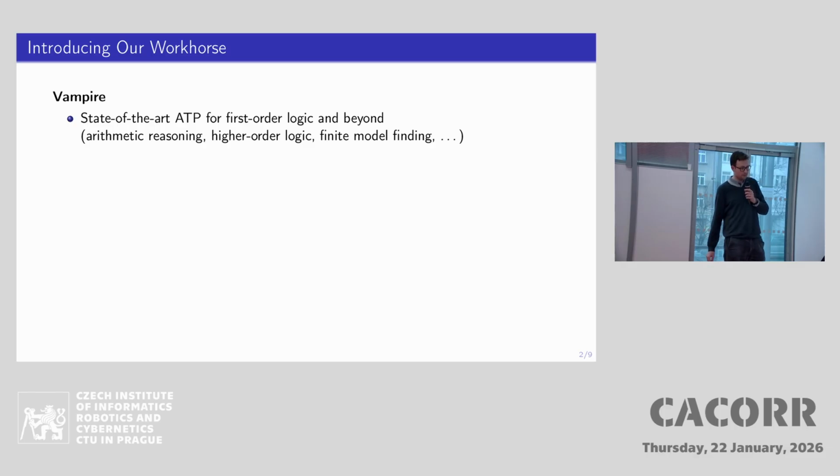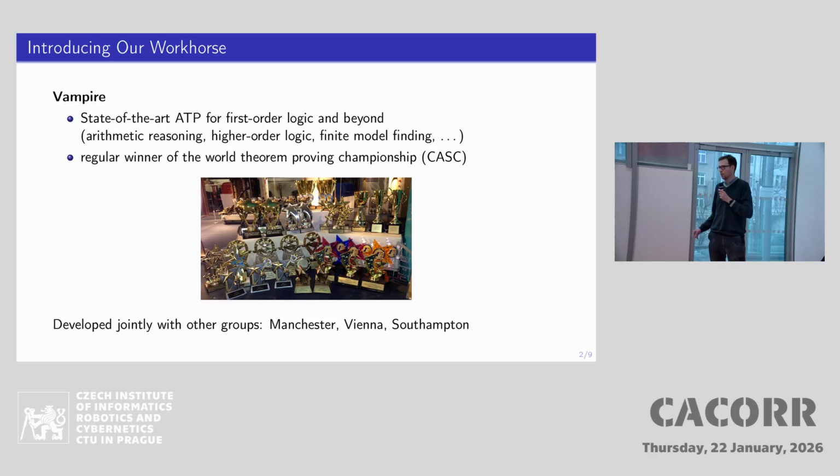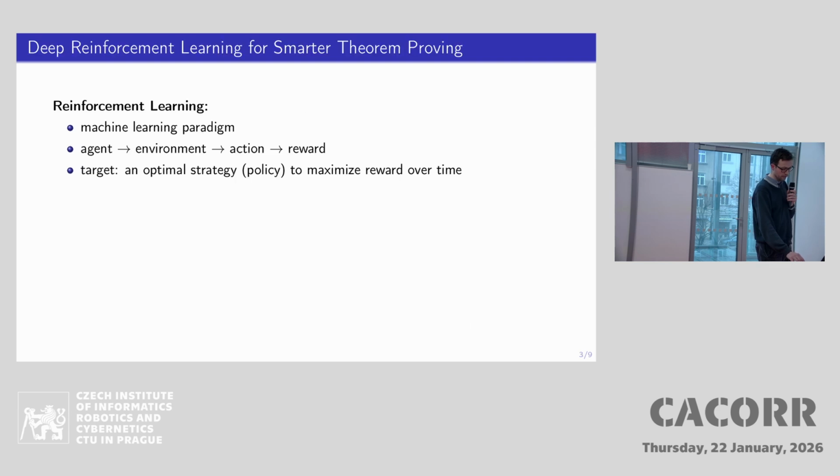Okay, so now what is Vampire? Vampire is an example of an automatic theorem prover that we are working on. It's a state-of-the-art system. We like to contest in competitions. One of the most famous competitions in this field is called CASC, the Theorem Proving Championship, and Vampire is a regular winner. Last year we managed to actually win all 8 divisions of the competition, so 8 out of 8, which never happened before. But this is not just us in our group, but also some collaborators at the University of Manchester, at TU Wien, and now at Southampton.